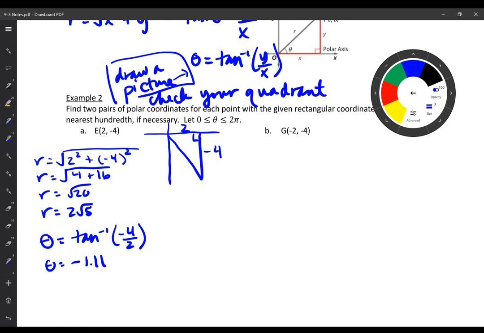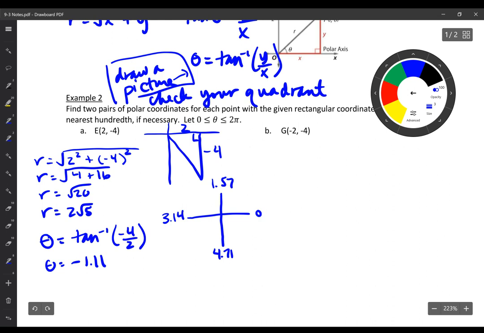So let's go ahead and sketch out what we have so far. If I am thinking about radians, and negative angles here also. Here's my 0. Pi is 3.14. And then let's remember, maybe we'll go positive first. This would be half of pi, which is 1.57. And this would be 3/2 pi, which is 4.71. But a negative 1.11 is going to be down in here somewhere. This is going to be negative 1.11. So it does look like it's in the right quadrant. It looks like where I want it to be.